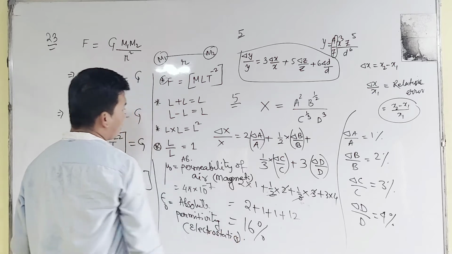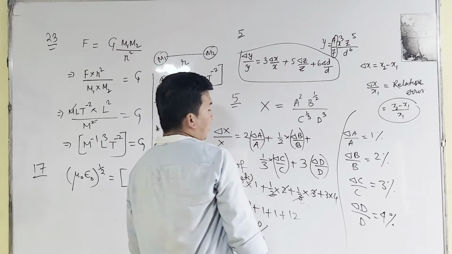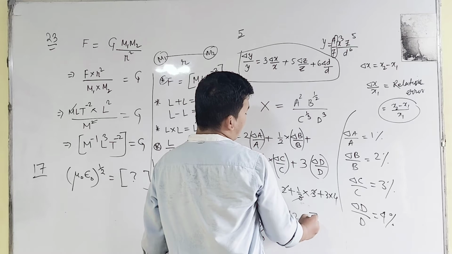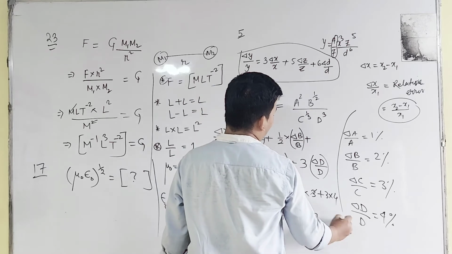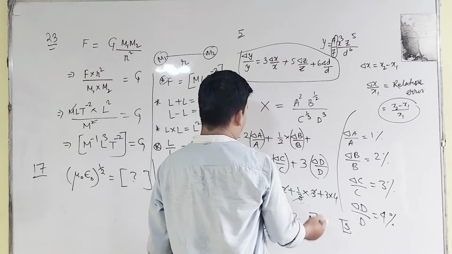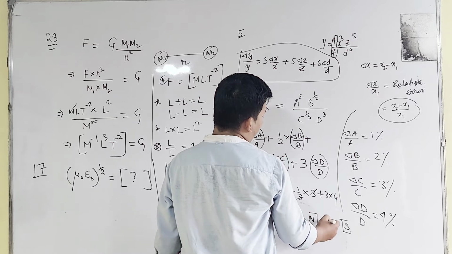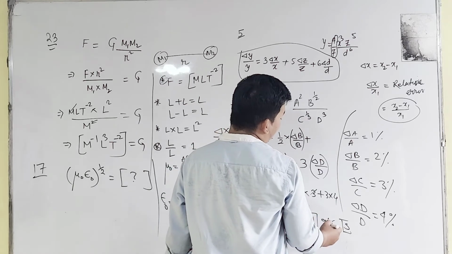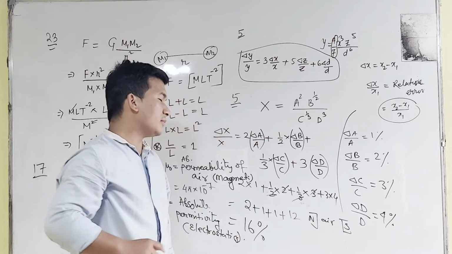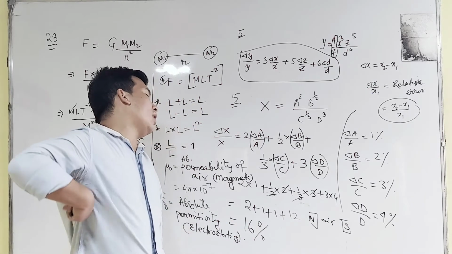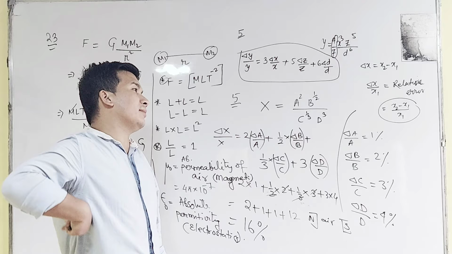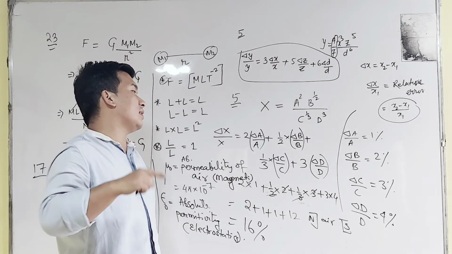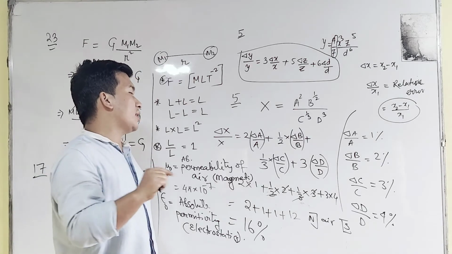Electrostatics. Magnet. Let us consider this is a bar magnet. North pole is here, this is the south pole here. This is the air medium. How much does the air medium influence the force of attraction between this north pole and south pole?